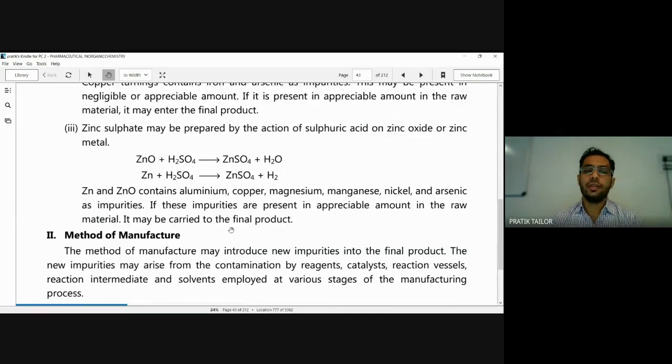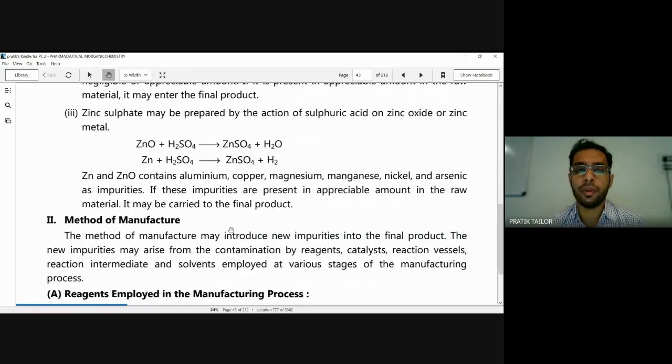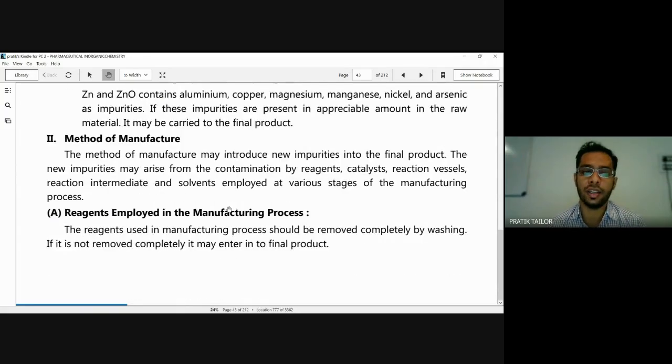Zinc sulfate, again a similar process. If we are preparing from zinc metal or zinc oxide, and if this is contaminated by aluminum, copper, magnesium, manganese, nickel, etc., then this impurity will be there in your zinc sulfate powder. Fine. Method of manufacturing, reagent used.